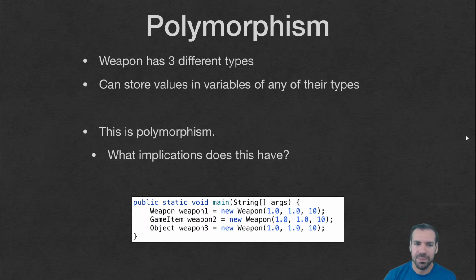Okay. So big deal. You would just create variables of type weapon anyway. So how does this actually help us? And what are the implications of this? What does this do for us? Like, I have a weapon in a variable type game item. Who the hell cares, right? So let's talk about what this means.